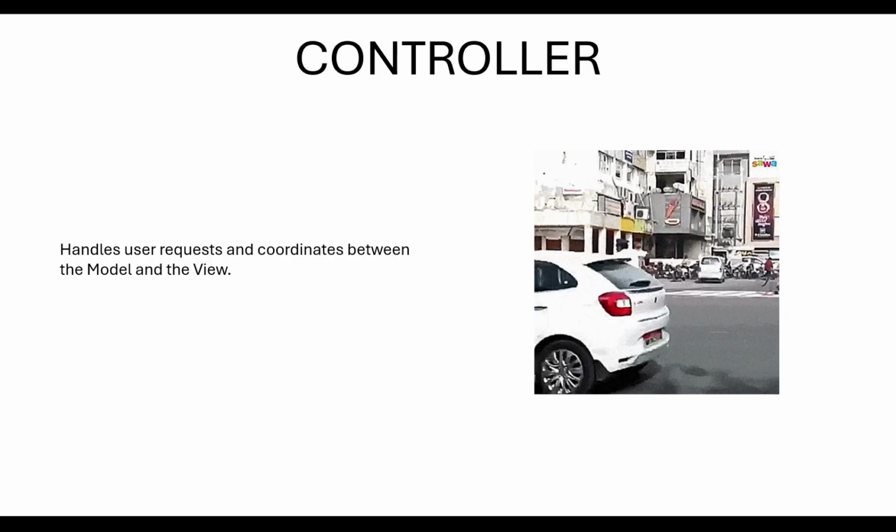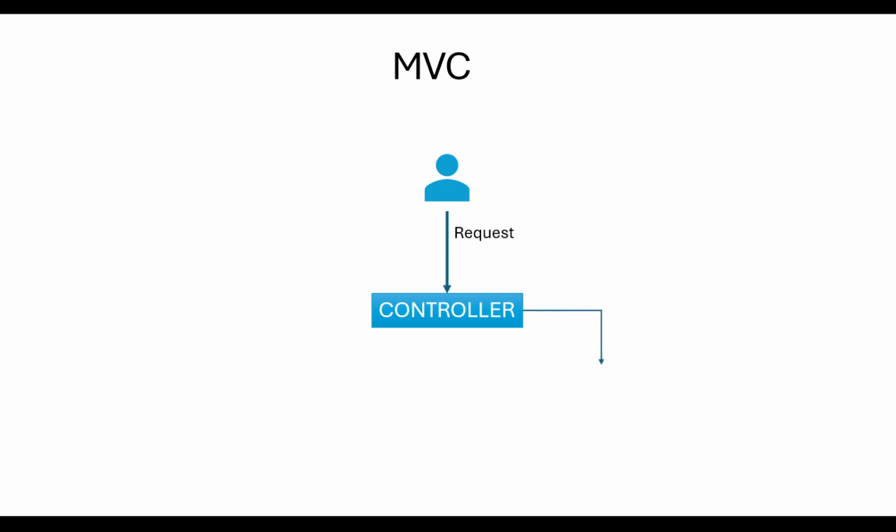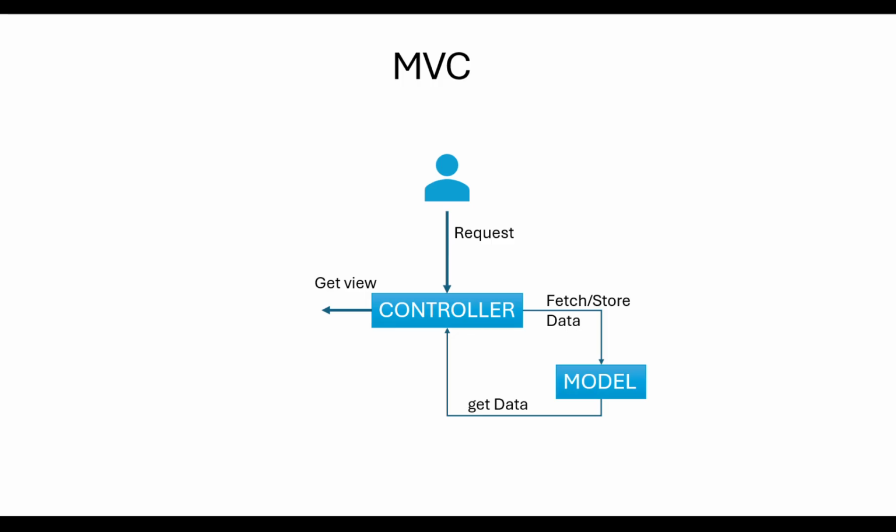Now, let's see how MVC works. So, we have a user, he makes a request, the request goes to the controller, and from the controller it goes to the model to fetch or store the data. Once we fetch or store the data, we return back to the controller, get the view, and pass the view back to the user as a response. This is the normal MVC flow.